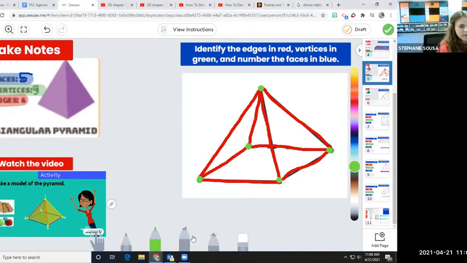And then we can do our faces. I'm going to switch to a highlighter, and I'm going to shade that bottom square face first. 1, 2, 3, 4 edges around that bottom square. And then we have our front triangle, 1, 2, 3 sides or edges around that front face.